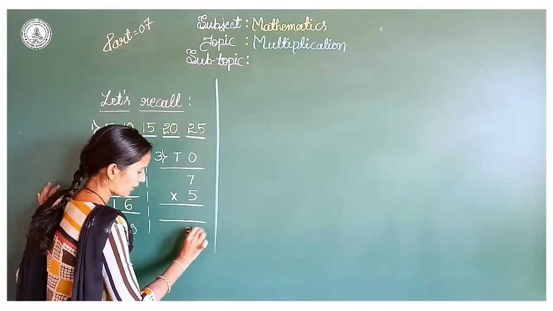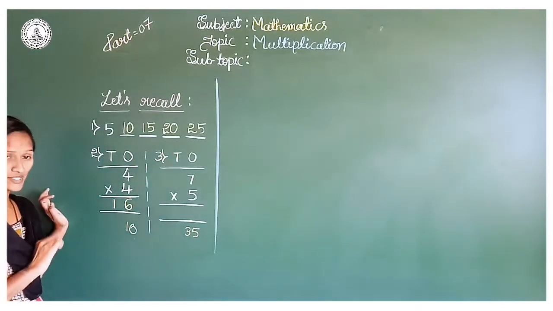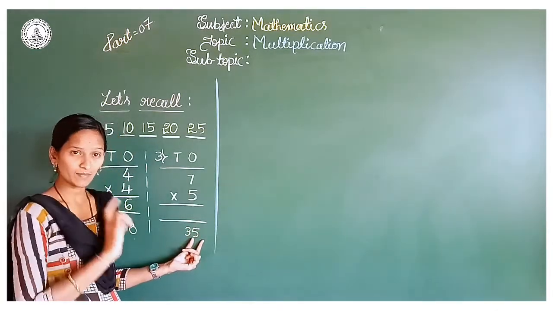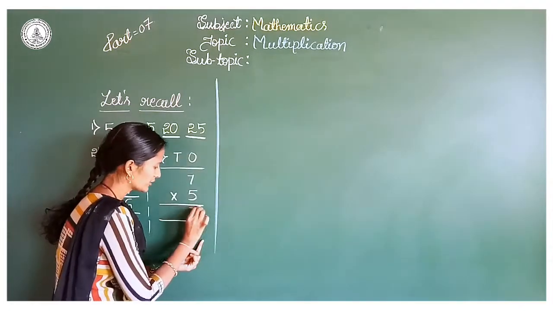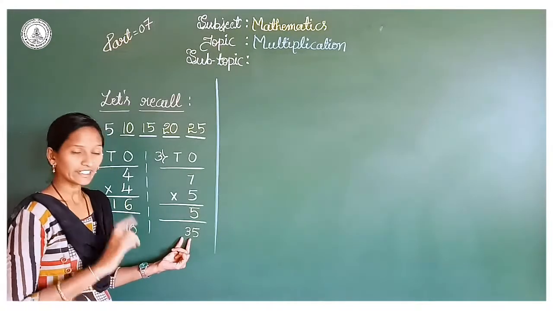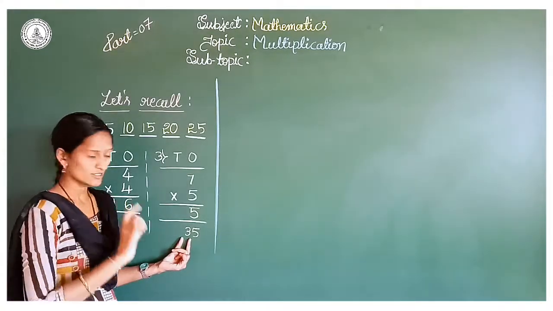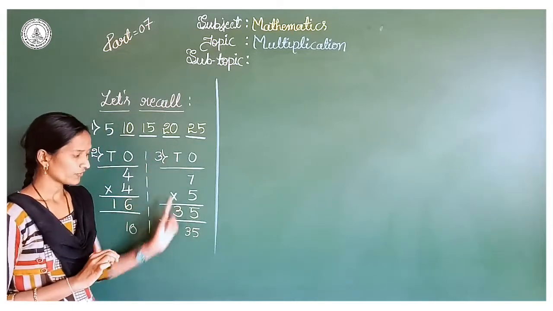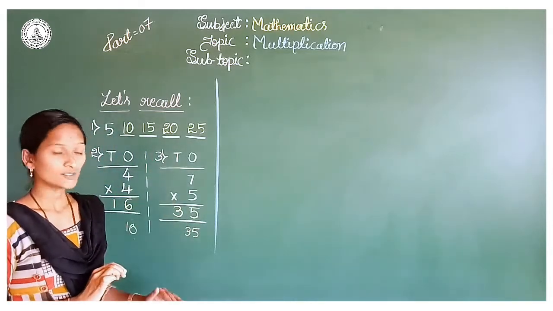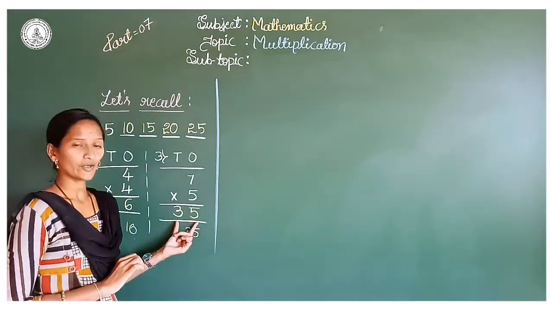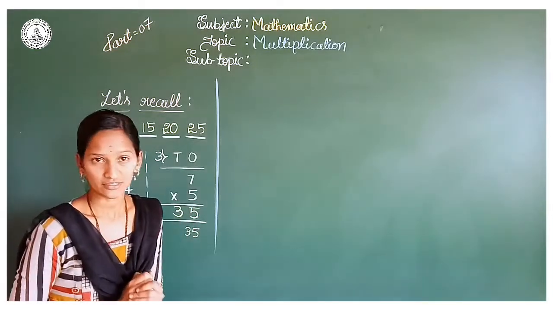So this 35 is a 2-digit number, right? This 5 is in the ones place, so I am writing it under the column of ones. But this 3 is in the place of tens, so I am writing it under the column of tens here. So in this problem, 7 and 5 are the factors, 35 is the product, right?